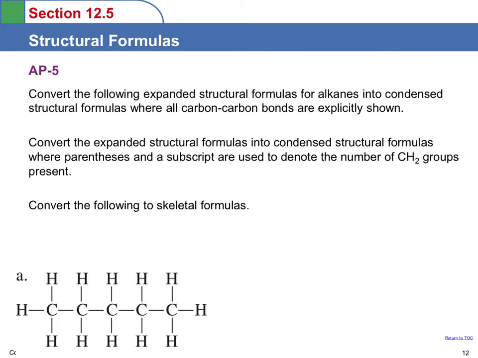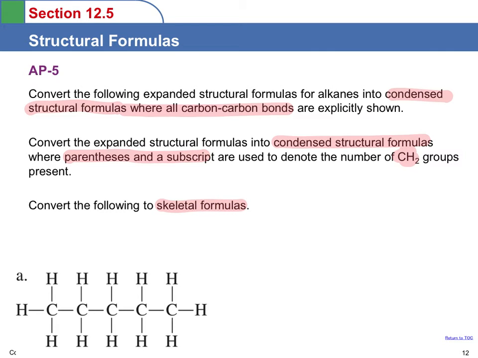In this example, we're going to interconvert between our different drawing methods. We've got an expanded structural formula given. We want to draw the condensed structural formula, and it does say to show all of the carbon-carbon bonds, so we need to show those. Then we also want to convert the expanded into condensed formulas where we're using parentheses and a subscript for the repeats, so all of the CH2s in the middle. And lastly, we're going to convert it to a skeletal structure.